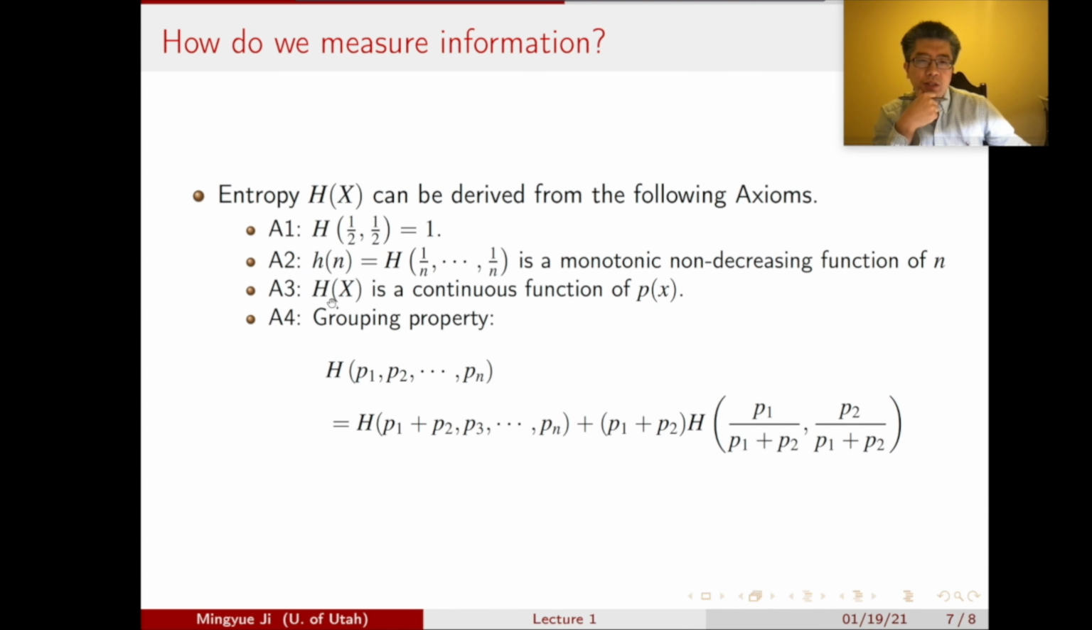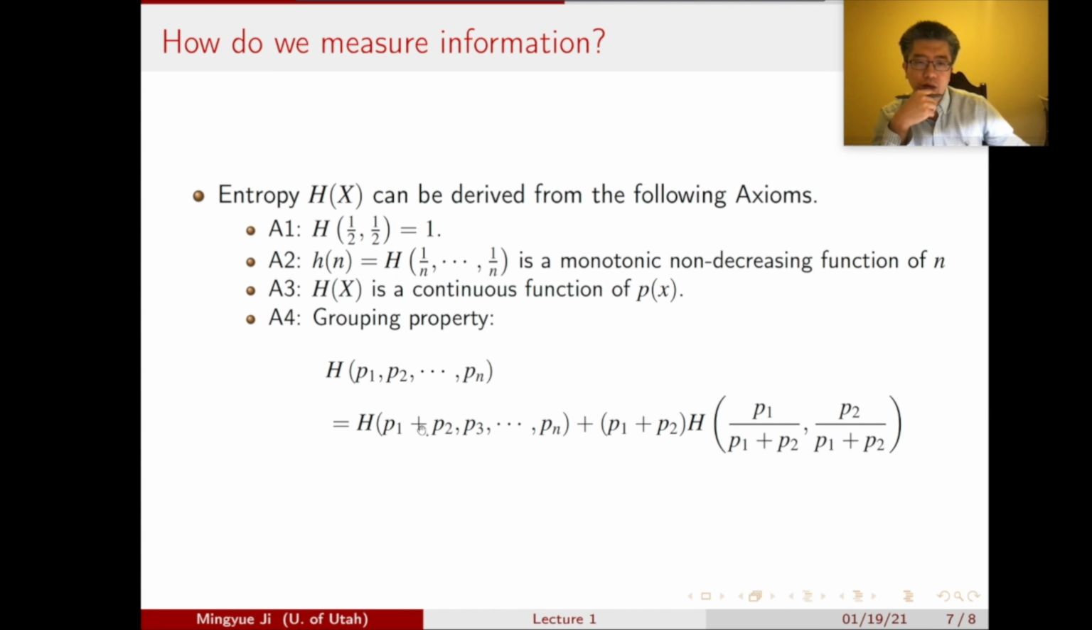This is a mathematical assumption: consider H(X) a continuous function of p(x). Otherwise, we cannot show it works for irrational numbers. And the last one is the most critical one, the grouping property. It's like, if we group two events, then when we do a random experiment, we do it in two steps. In the first step, we see whether the outcome is within one group or in the rest of the outcomes.